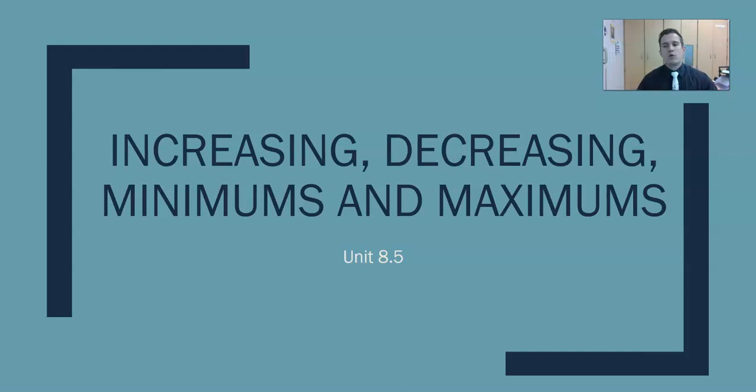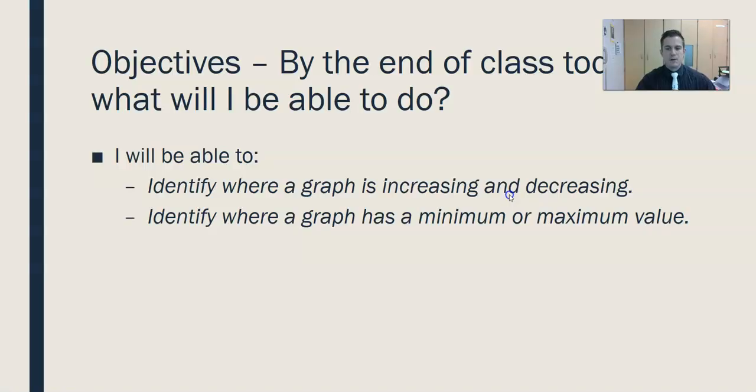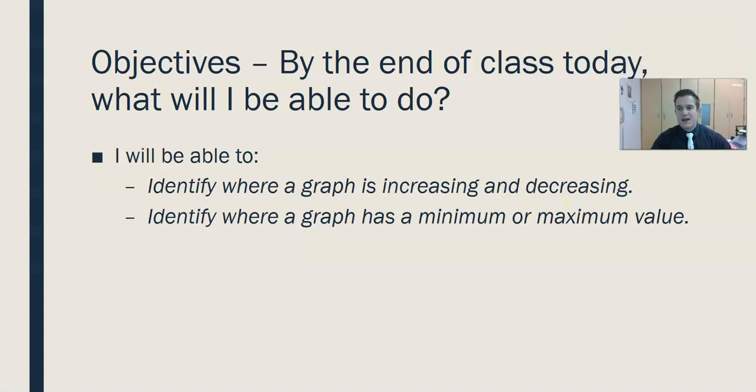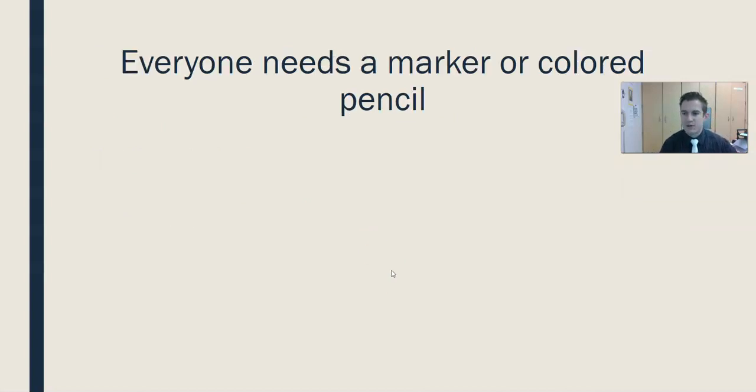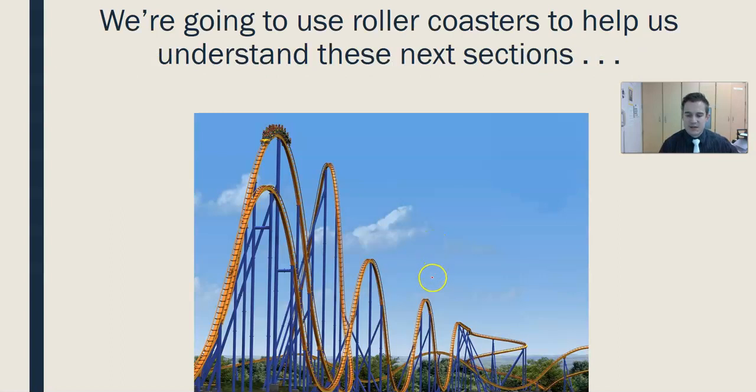And today, we're going to talk about another part of graphing, some things that we recognize, some patterns that we see, some ways that we can identify characteristics of graphs. And that is increasing, decreasing, minimums, and maximums. So by the end of this lesson, I hope that you're able to identify where a graph is increasing and where it is decreasing. And I hope that you're able to identify where a graph has a minimum or maximum value. And we'll talk about what that means.